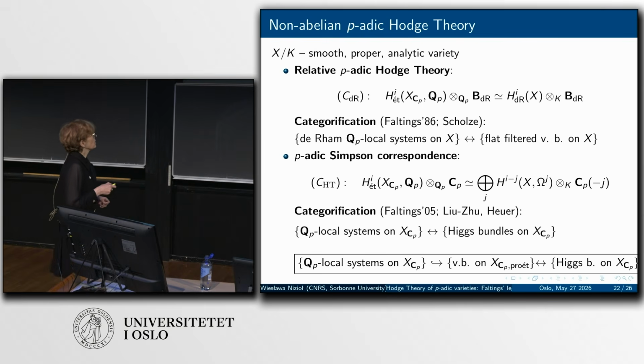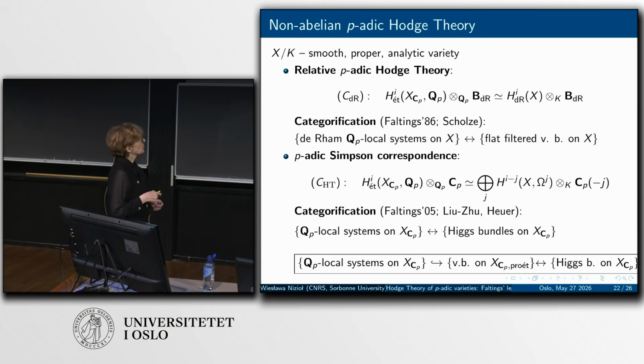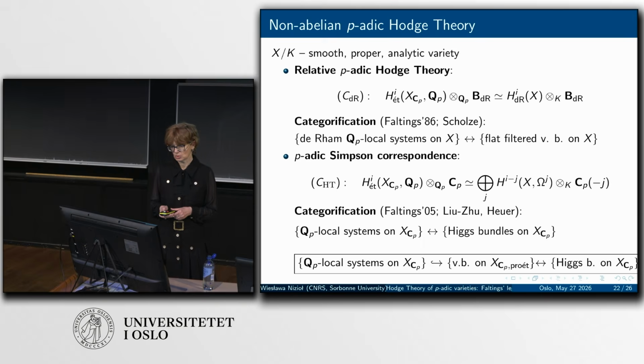So the original contribution here was by Faltings around 2005, and he introduced what we now understand as vector bundles on the pro-étale side, but he called these objects generalized representations. And by the recent work of various people, we know that Higgs bundles and generalized representations correspond to each other. We still don't know much about how Q_p local systems fit into this story.